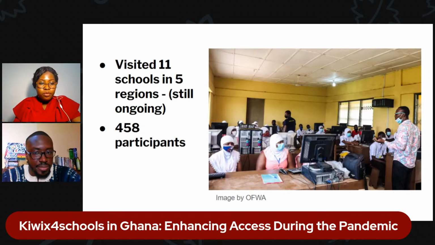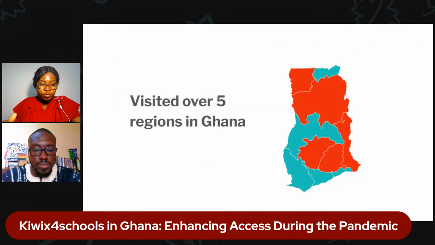So at the end of the day, we visited 11 schools, and the project is supposed to end by the end of this year. We have touched on 5 regions, and we had 458 participants participating in the survey that was conducted. These are some of the regions that we have touched on. You can see we went to the Upper West, and we've touched some schools in the Northern region, Volta, Ashanti region, and the Eastern region.